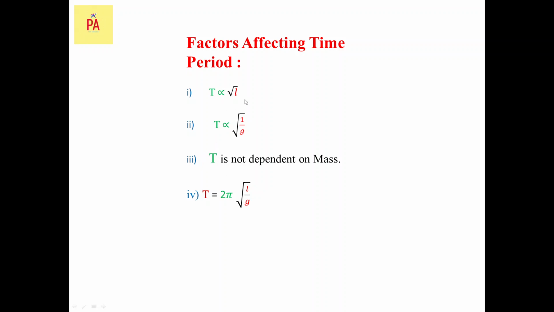If you see the formula, you will find that nowhere does the mass come in. That means whether the mass of the bob is big or more or less, it doesn't affect the time period. So the time period is mainly affected by the length and g. So if you are asked that the mass of the simple pendulum is increased, how will it affect the time period, you need to write in your answer, there will be no effect on the time period, since the time period does not depend on mass. T is not dependent on mass.